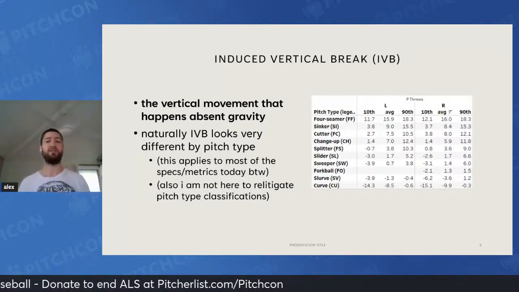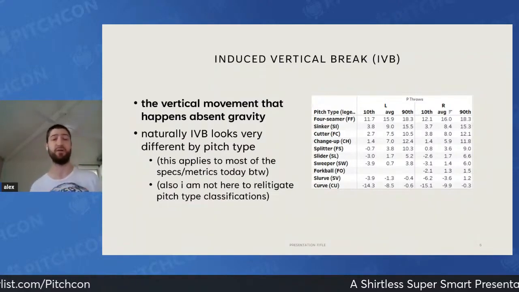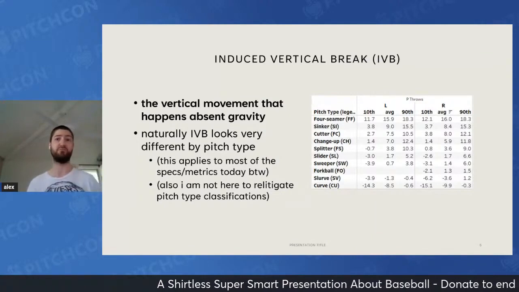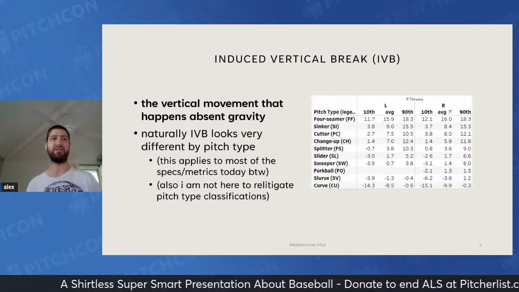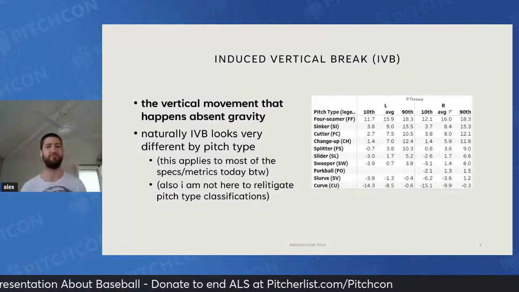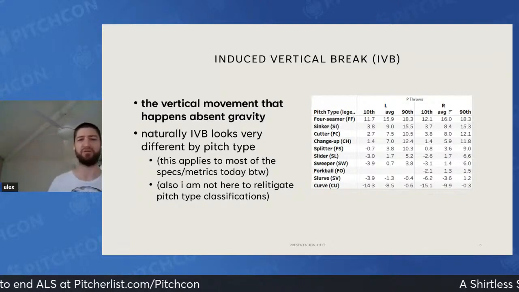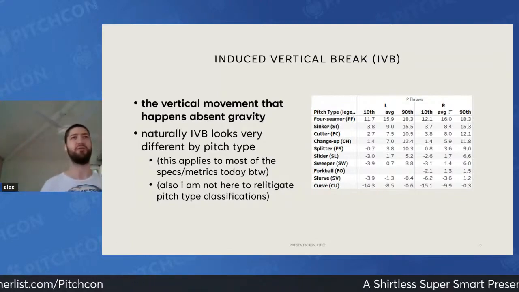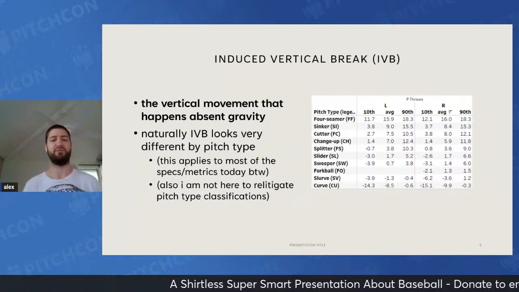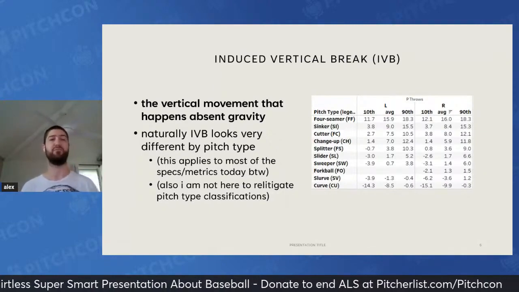So the 10th and 90th percentiles can be indicative of elite movement. It can also be indicative of outlier movement that doesn't really fit the standard criteria for that pitch, so we have to take those things with a grain of salt. I think four seamers and sinkers are probably the least negotiable. The bendy pitches have a little more wiggle room in their definition, but you know what a four seamer is. So those probably have the least variance in terms of what the movement is.